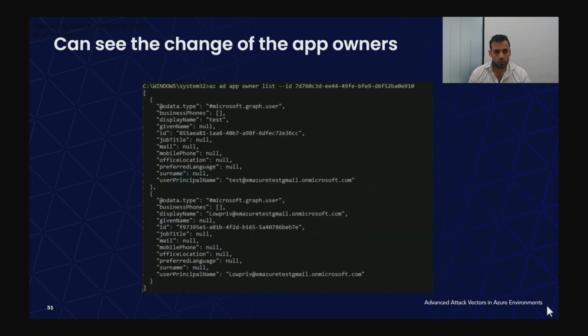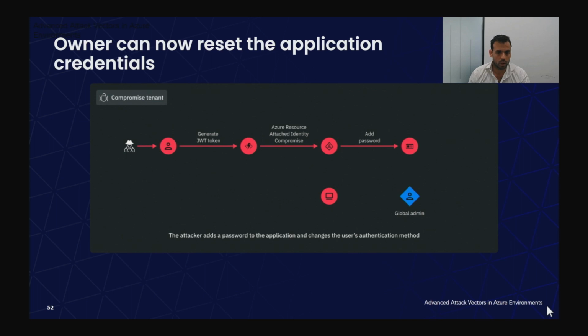Once the request was successfully sent, we can see that when enumerating again and listing the owners of that application, you can see the low privileged user. Great, so currently we're at this spot in the scenario.